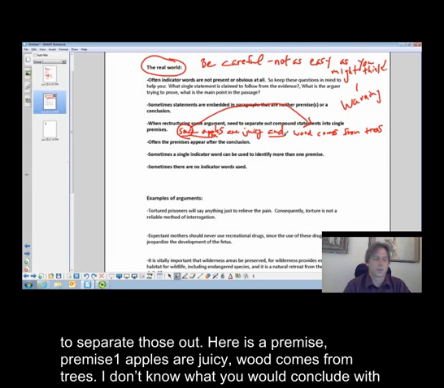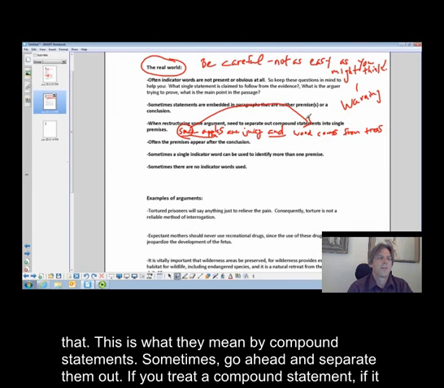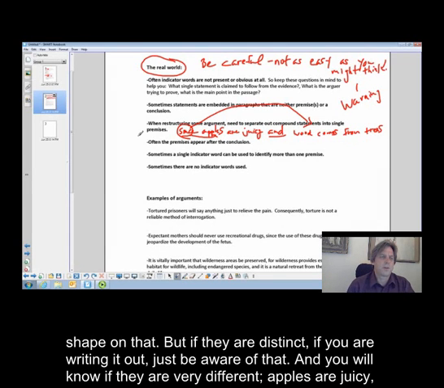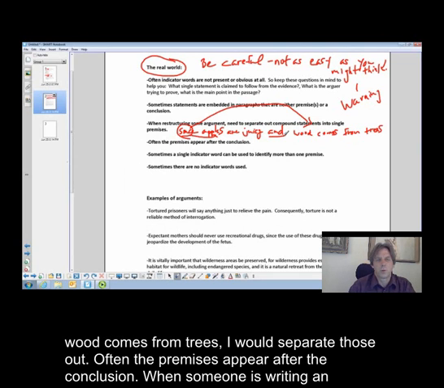I don't know what you would conclude with that. I'm just putting this here to show what they mean by a compound statement. Sometimes go ahead and separate them out. If you treat a compound statement, if the two parts of it, the two conjuncts, seem to be similar, and you name it one premise, I'm not going to get that bent out of shape about that. But if they're distinct, if you're writing it out, just be aware of that. And you'll know if they're very different, apples are juicy, wood comes from trees, I'd separate those out.